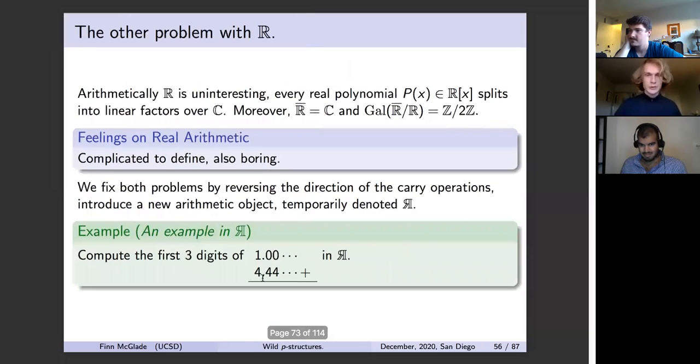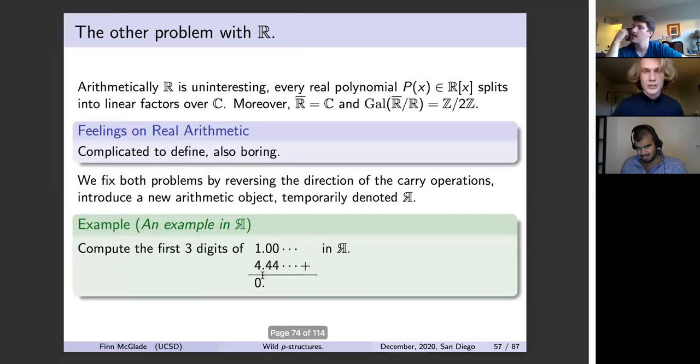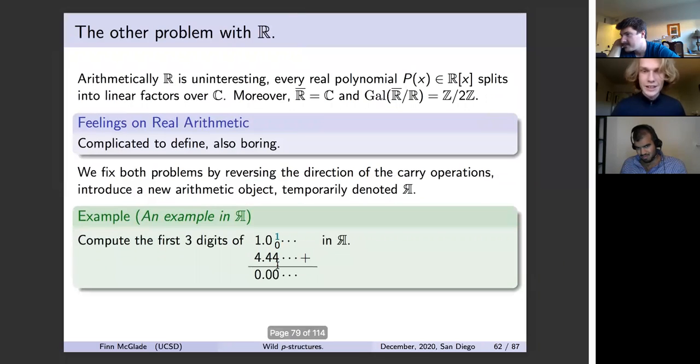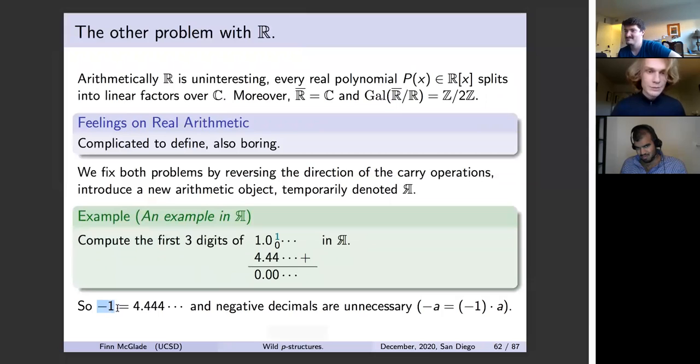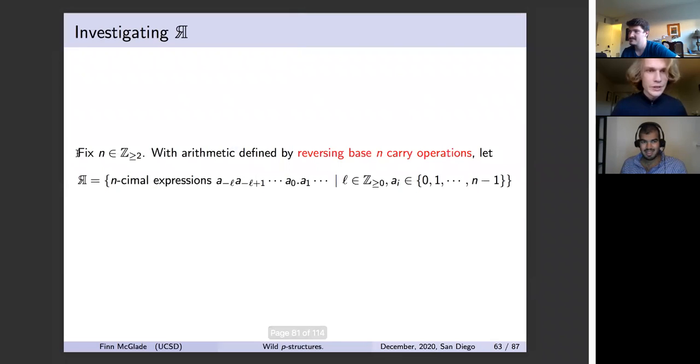Oh yeah. So you have to make some concessions there, right? So if I want to add 1 and 4.44444 now, I get 1 plus 4, which is a 0, so I carry a 1. Then I get 1 plus 4, which is a 0, and I carry a 1. I get 1 plus 4, it's a 0, I carry a 1. I end up having that minus 1 is 4.444 recurring. So what I'm going to do is just throw out the negative decimals. I mean, that's okay. And I end up with this thing.